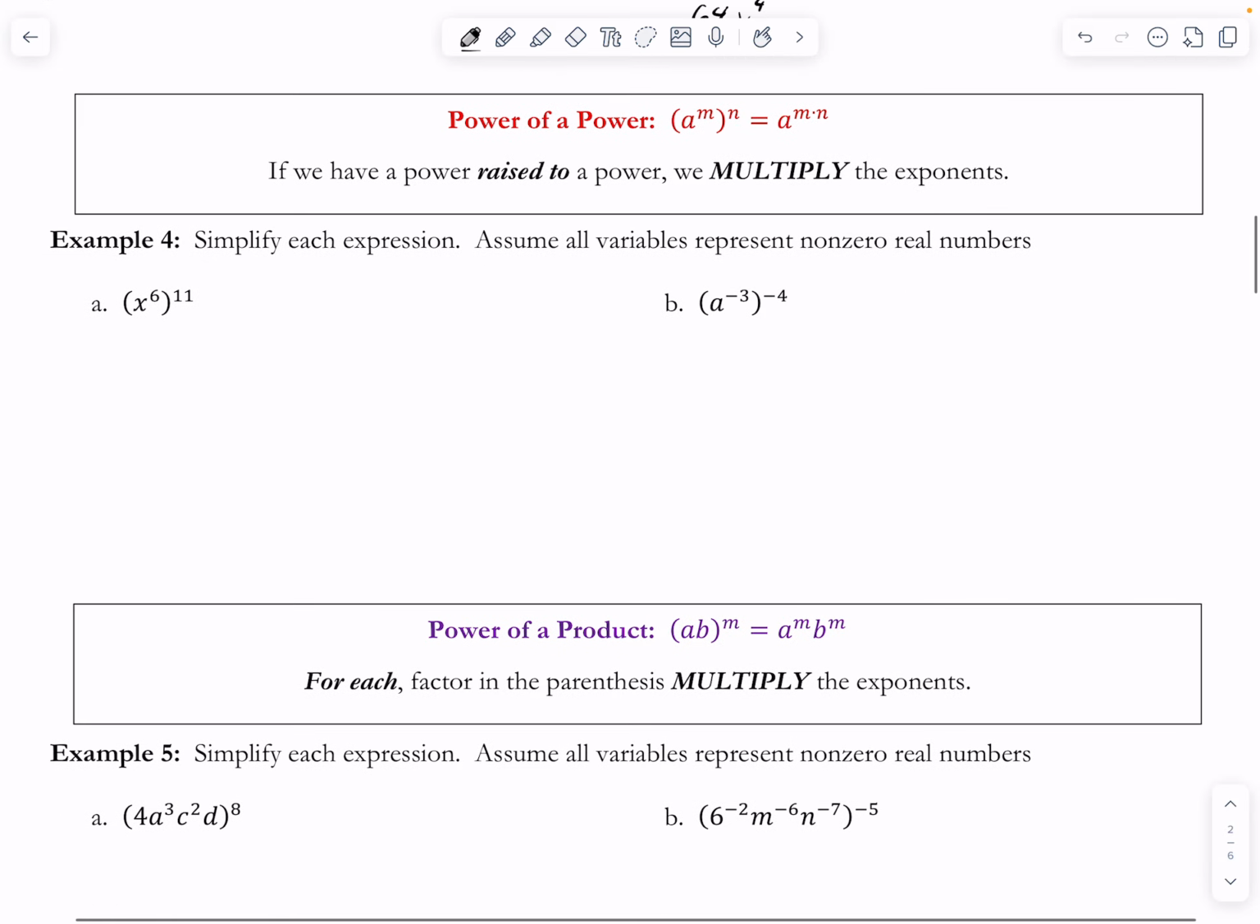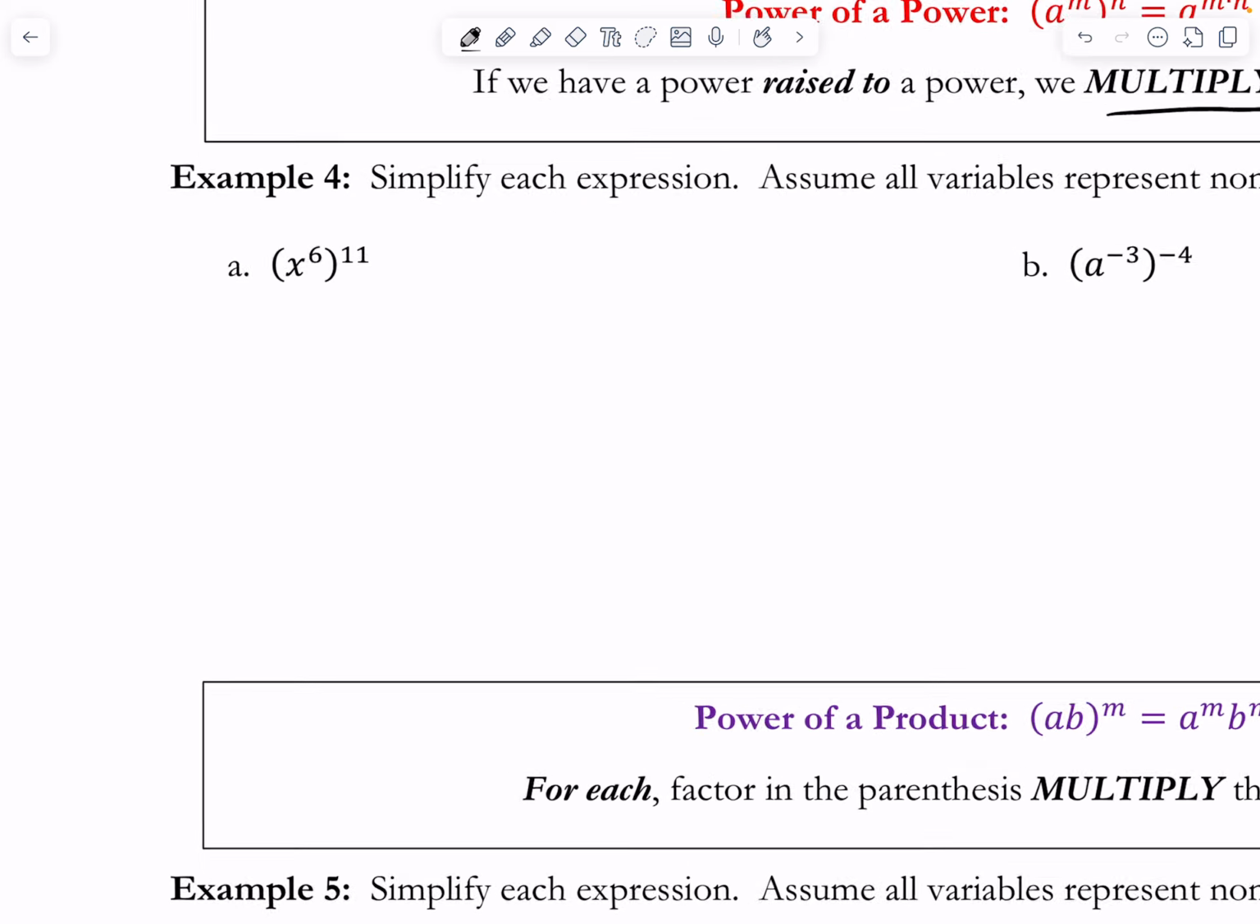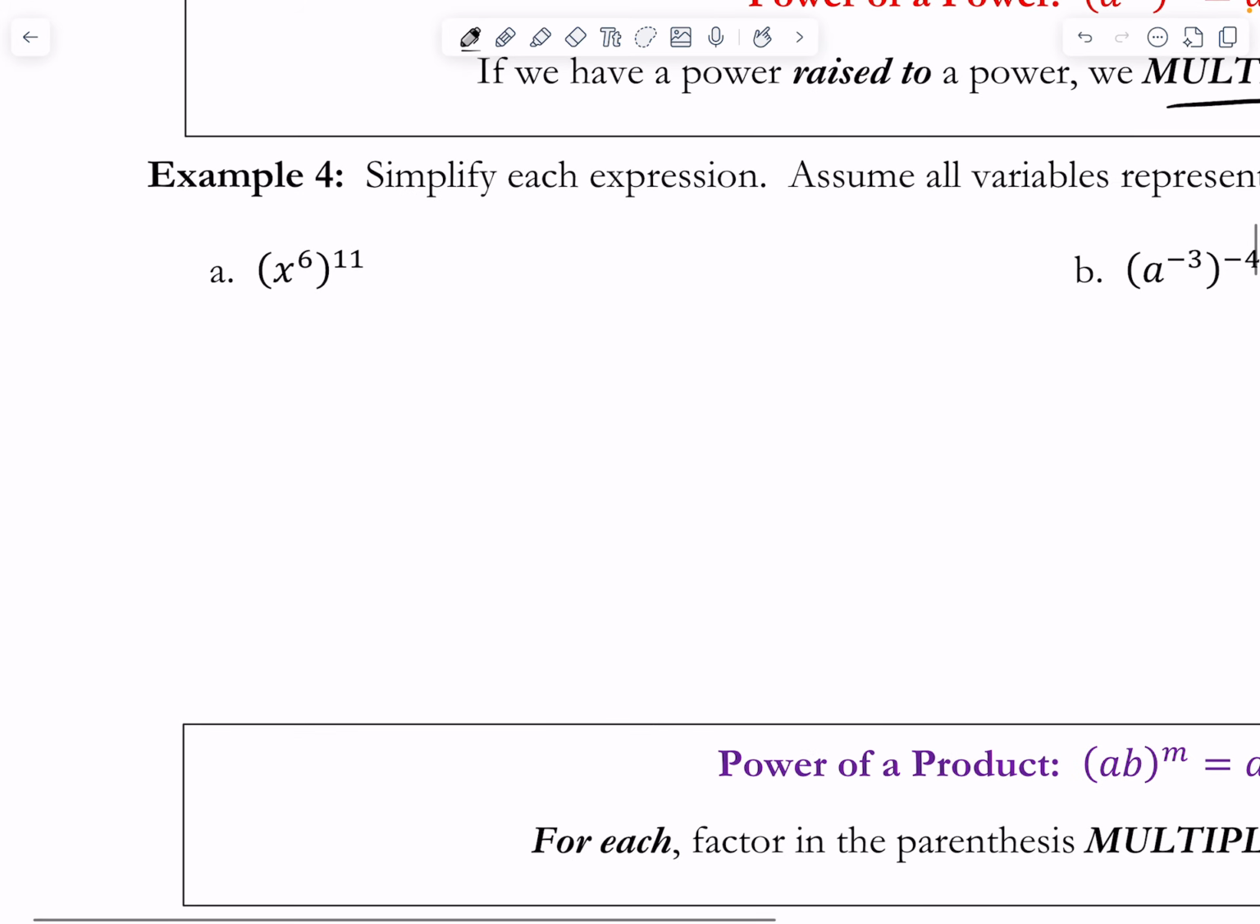This is where if you have a power raised to another power, we are going to multiply those exponents. So this is the most basic one here. X to the 6th power raised to the 11th power. You're going to do x to the 6 times 11 power, which is x to the 66th power.